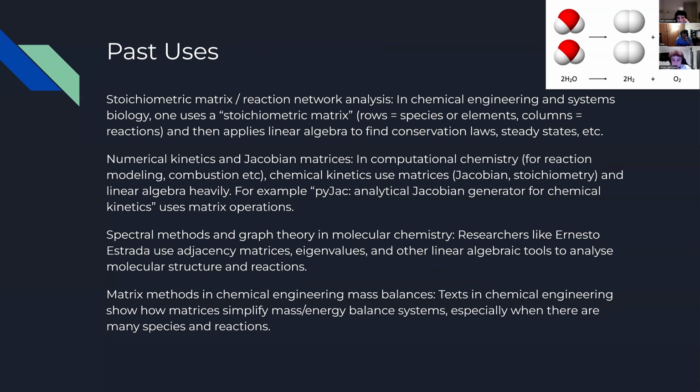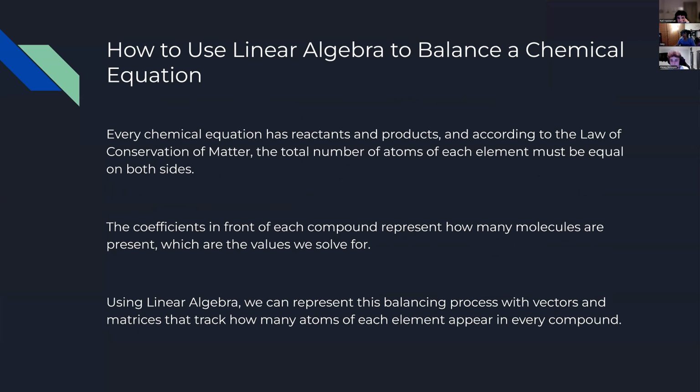Scientists use this to apply conservation laws and analyze steady states in reaction networks. In chemical engineering, matrix methods simplify huge mass and energy balance systems, especially when there are dozens of reactions happening at once. Next slide. How to use linear algebra to balance a chemical equation.